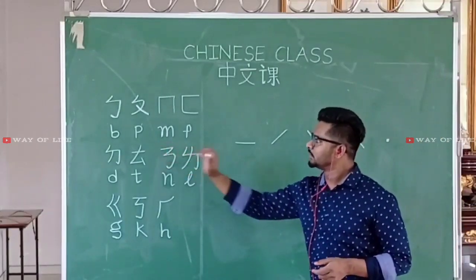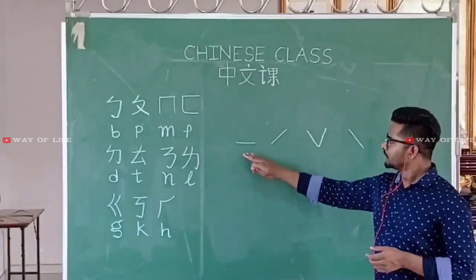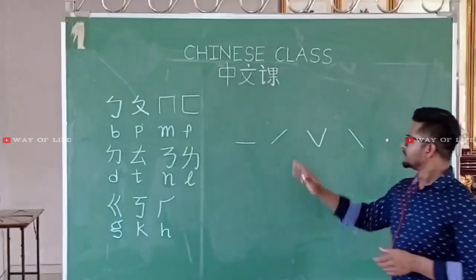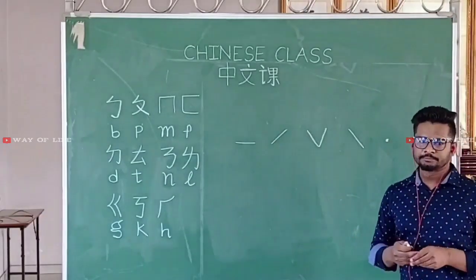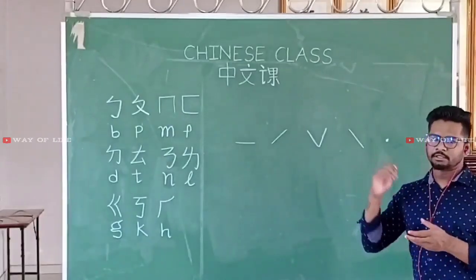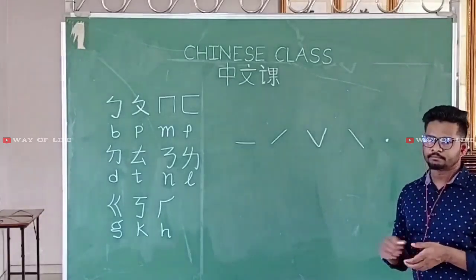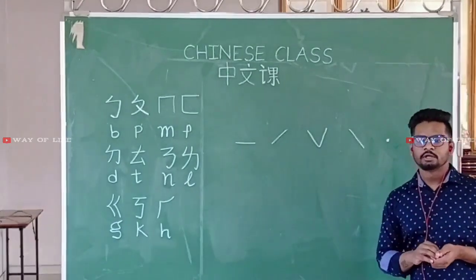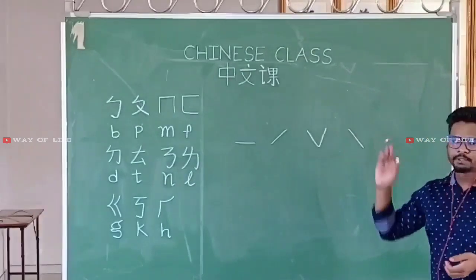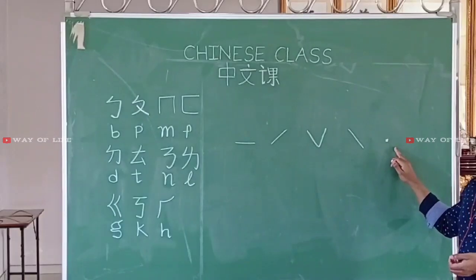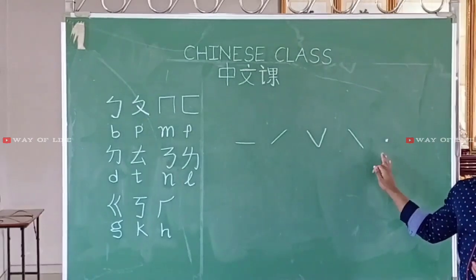The first alphabet P, in the first tone it will be P. In the second tone it will be P. In the third tone it is like falling and taking it up, like P. And in the fourth tone we have to emphasize the word, like P. And the last, the neutral tone, is P, normal.